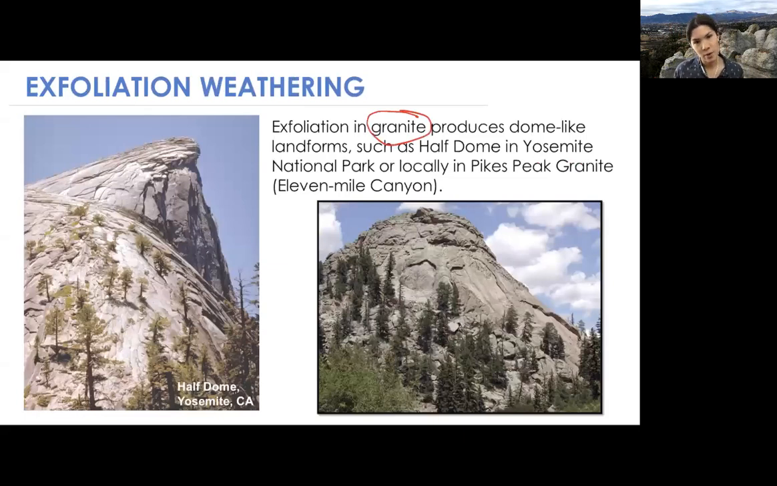This exfoliation weathering results in what are called sheets of rock that are breaking apart in curved surfaces, often surrounding a larger, more intact mass of rock. So you can see those surfaces on Half Dome. We can also see them somewhat here in this picture of 11 Mile Canyon, just a couple hours west of us in Colorado Springs.